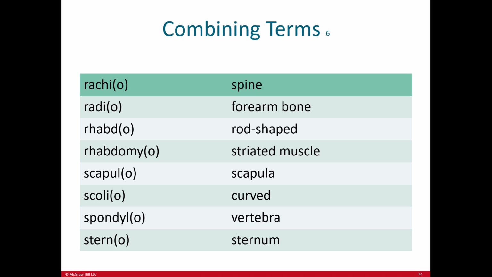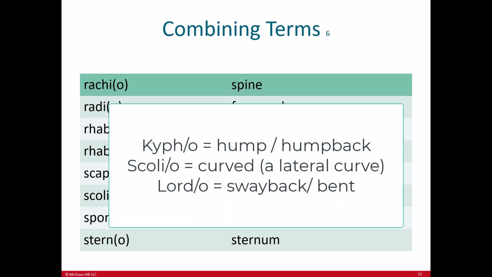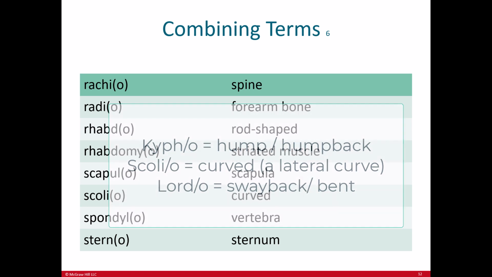Then we have rachio, which means spine. Radio, forearm bone. Rhabdo, that means rod-shaped. Then we have rhabdomyo, which is striated muscle. Scapulo, which is scapula, that's your shoulder blade. Then we have scolio, which means curved. You might hear of scoliosis. There's actually 3 of these terms that you're going to put together. So we have already seen kypho. So there's kyphosis, scoliosis, and lordosis.